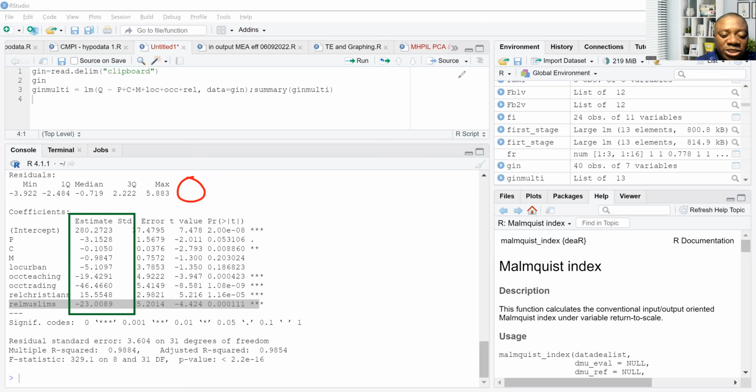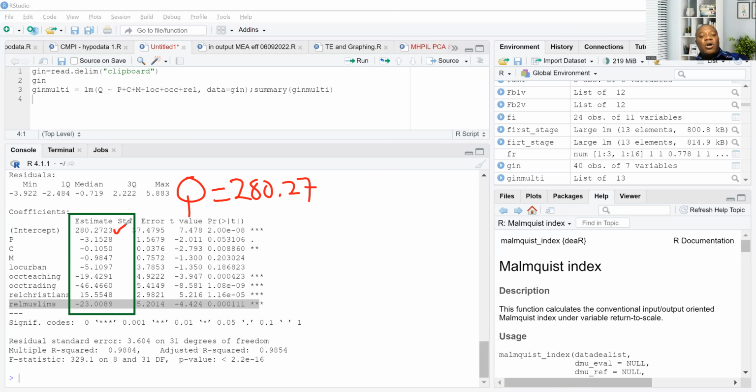Q, which is the dependent variable, is equal to, if it was the model, we would have written beta 0. But because we are writing the equation, the beta 0 will be replaced by the coefficient. Beta 0 is the intercept, so you have to write the intercept, which is 280.27. Remember, you will convert it to 2 decimal places.